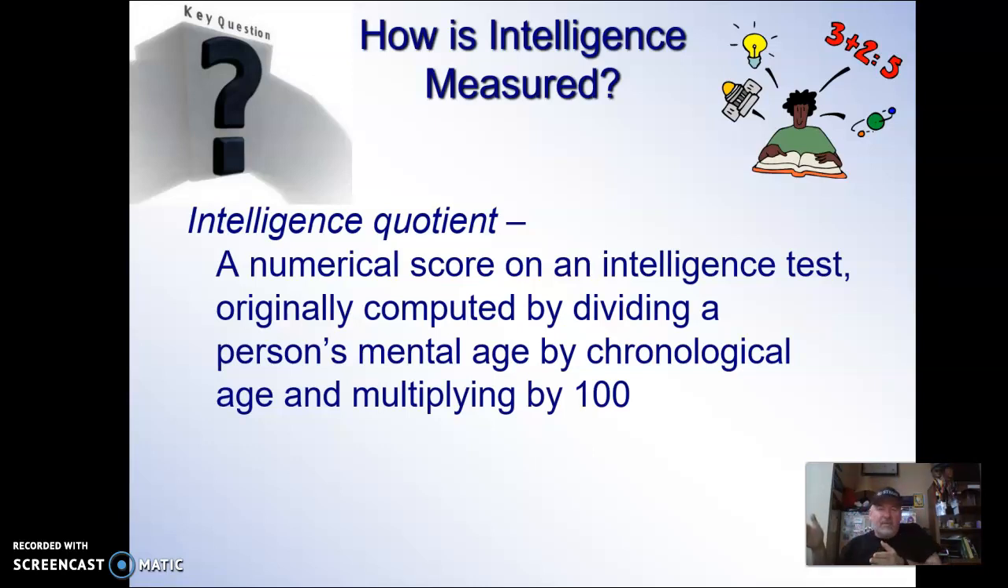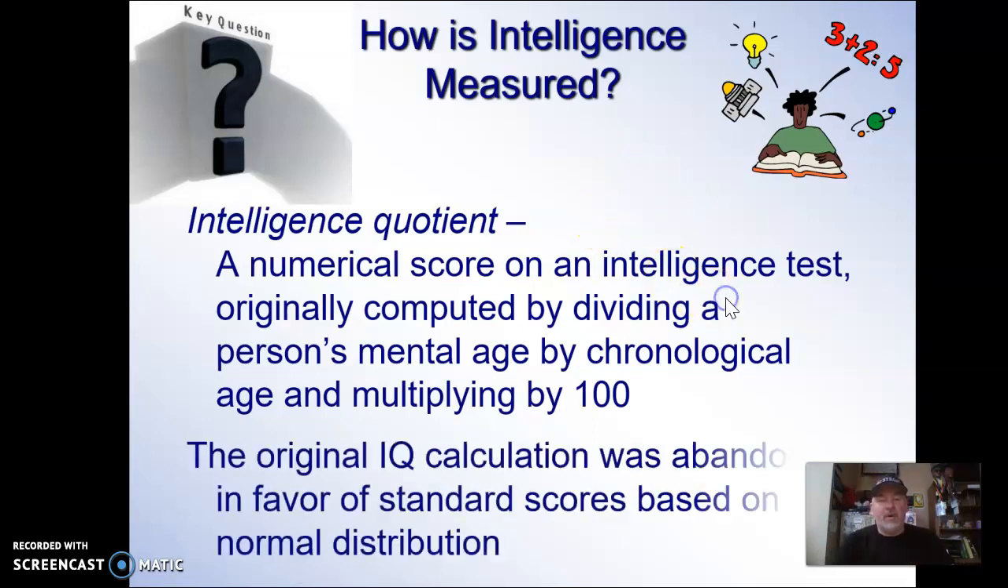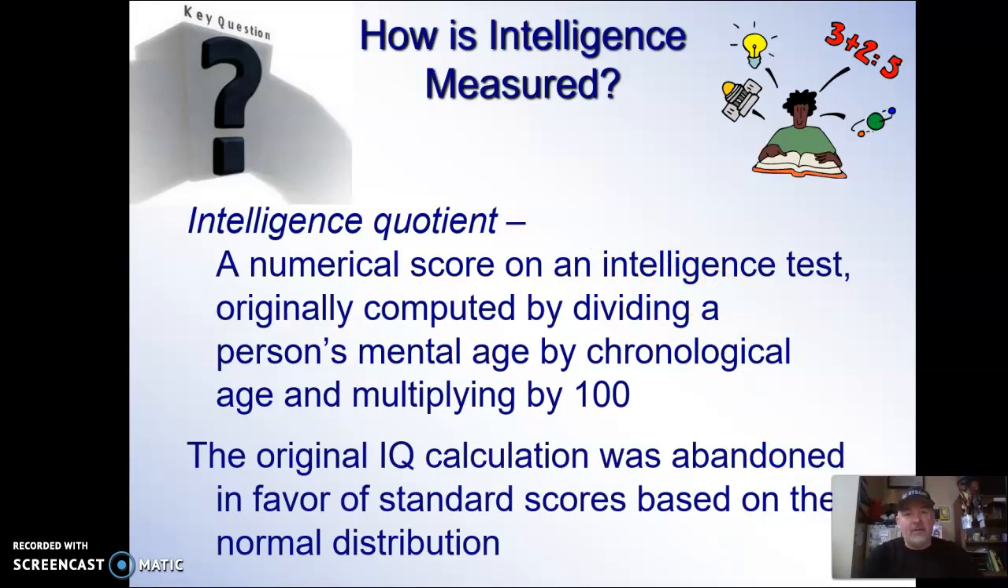Here are some of our more intelligent kids. Here are some of our kids who need some help. They would do an IQ. It's not how it's scored anymore. We have now standardized scores based on the normal distribution. Now we're going to go back and take a look at the normal curve, the bell curve, the normal distribution, and that is how we score intelligence tests now.